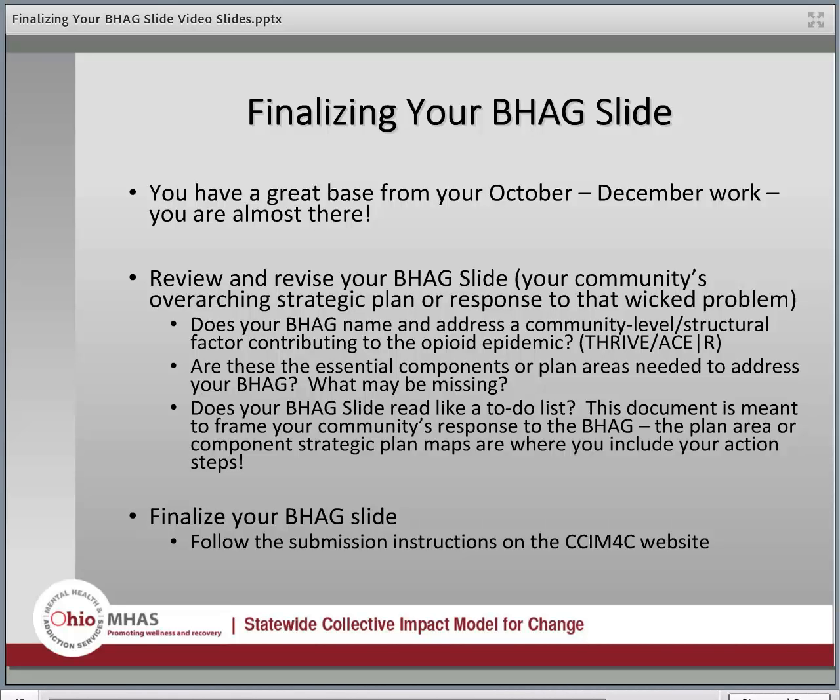And finally, check to see if your BHAG slide reads like a to-do list. This document is meant to frame your community's response to the BHAG. Your plan area or component strategic plan maps are where you will include these action steps.